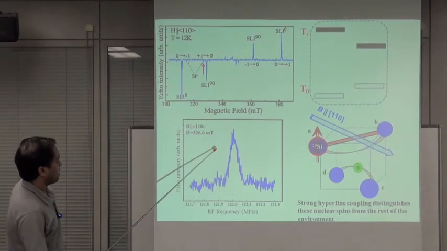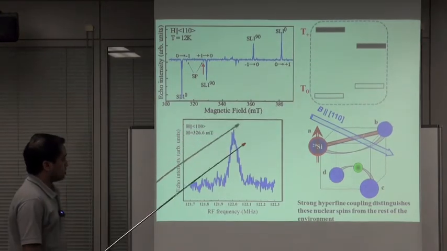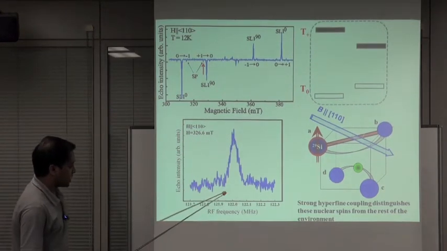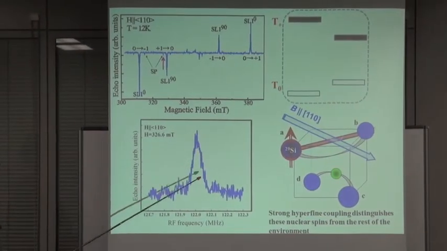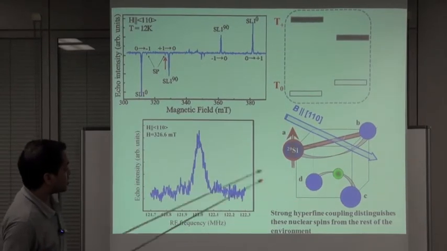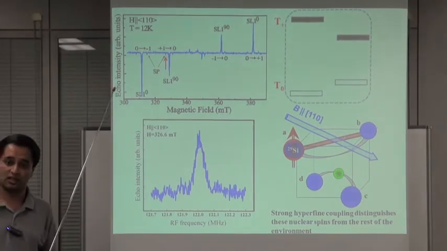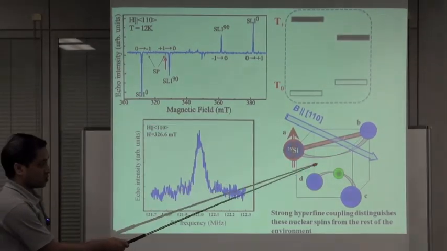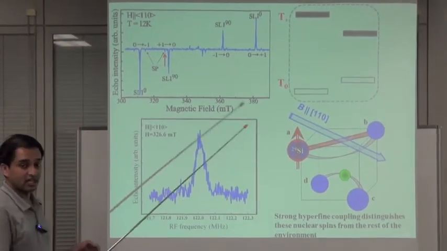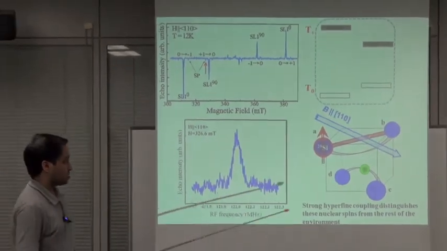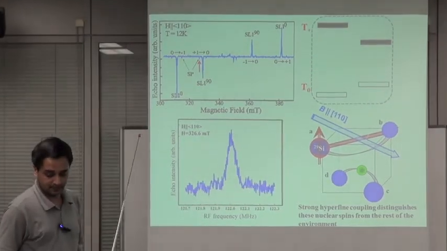Here, for one of the states, I'm showing the ENDOR spectrum we measure. We can see nearly 122 megahertz of splitting. Such a strong hyperfine coupling distinguishes these nuclear spins: in our sample we have lots of nuclear spins in the lattice, but the one very close to the vacancy is strongly hyperfine coupled, so it can be distinguished from the rest of the environment, and we can easily address this 29 nuclear spin using these photoexcited triplets.